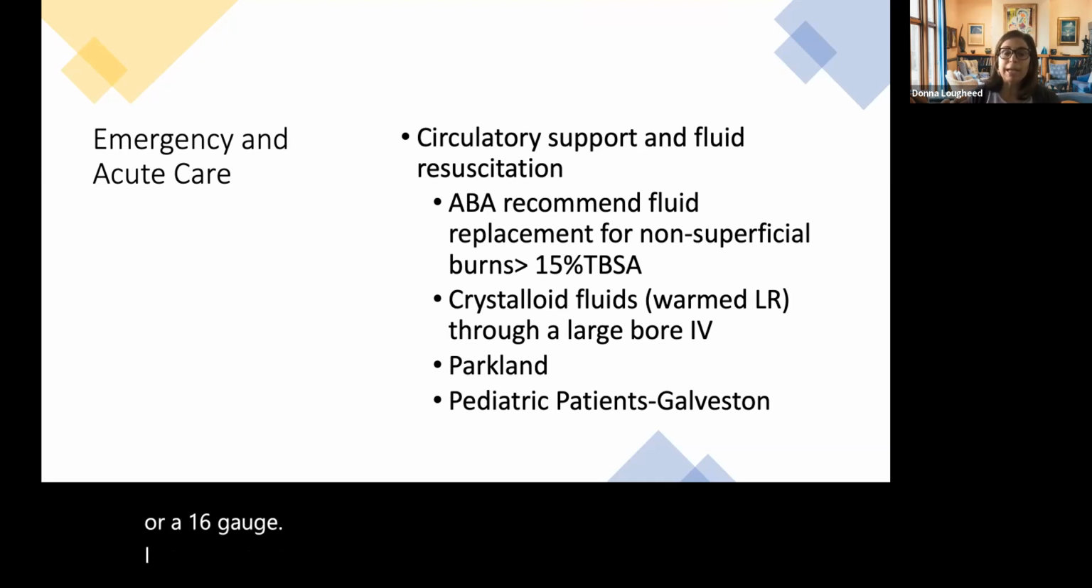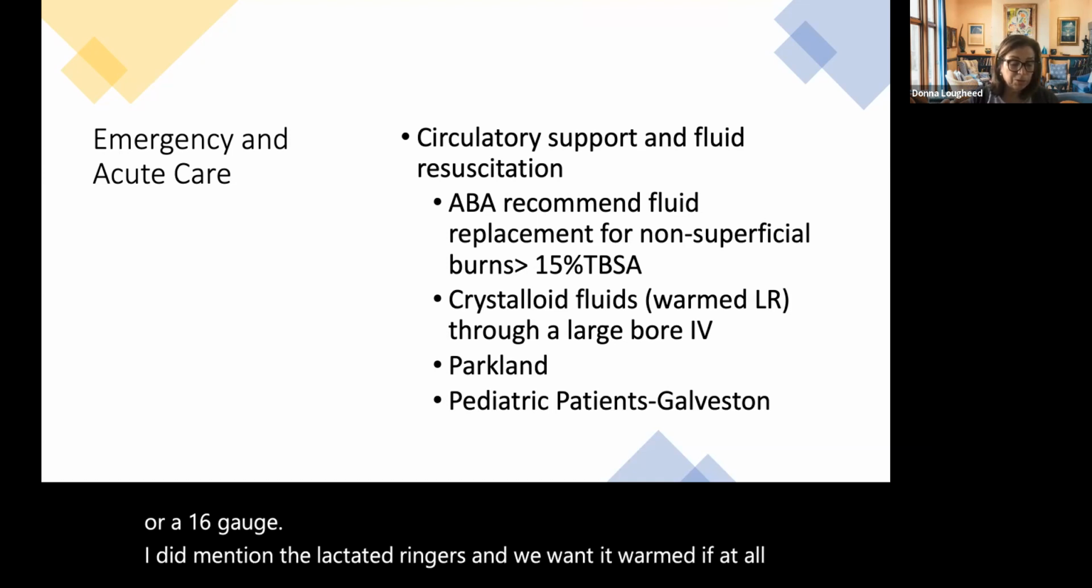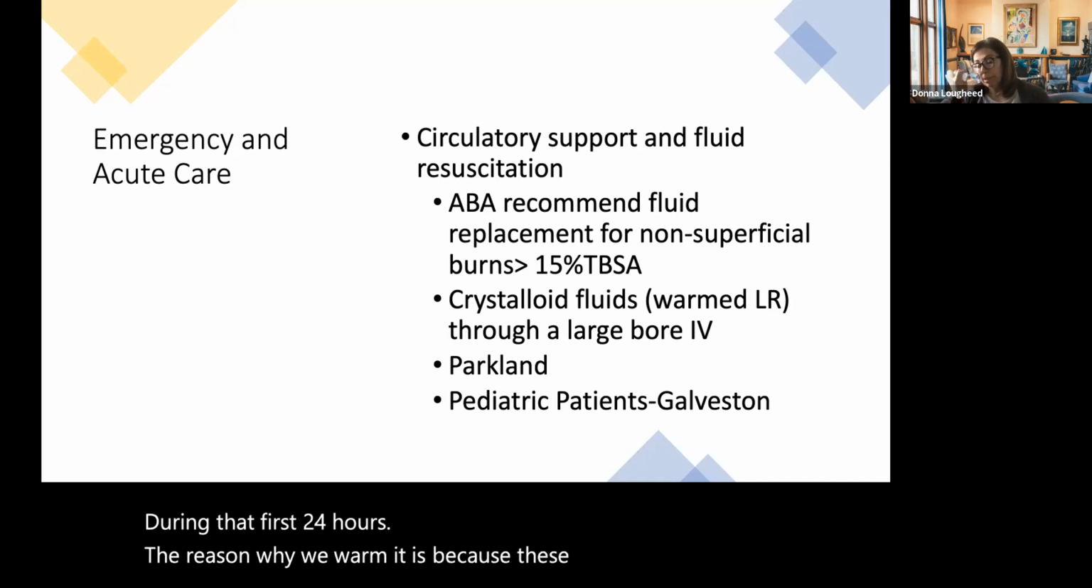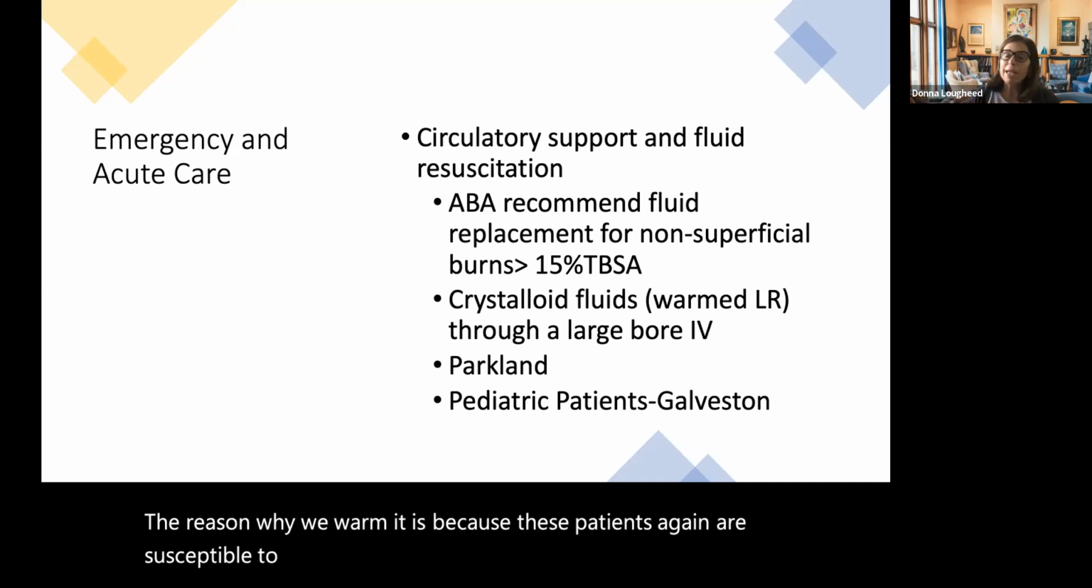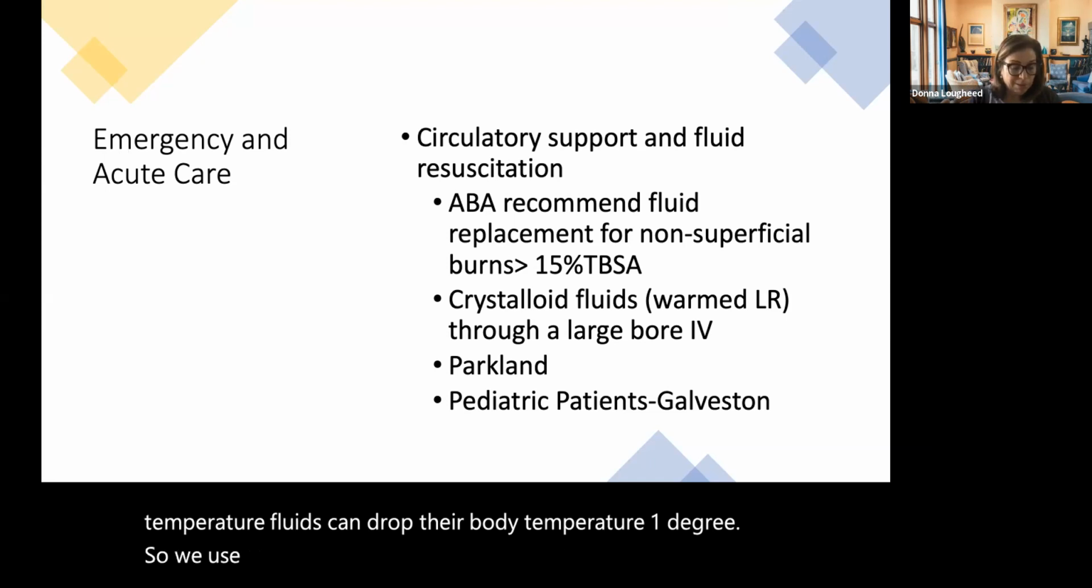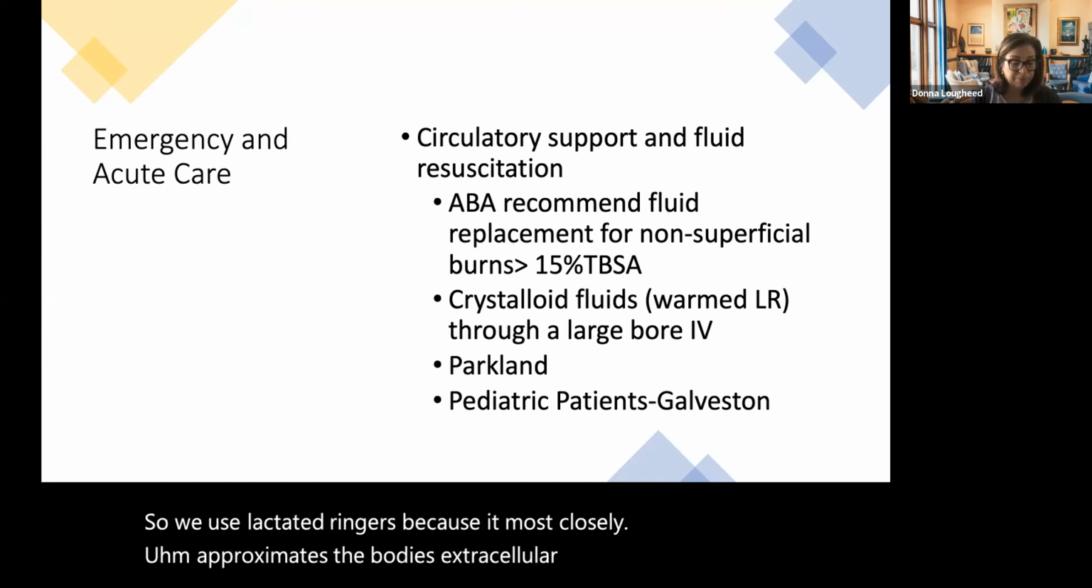I did mention the lactated ringers, and we want it warmed if at all possible during that first 24 hours. The reason why we warm it is because these patients, again, are susceptible to hypothermia, and just 1 liter of room temperature fluids can drop their body temperature 1 degree. So we use lactated ringers because it most closely approximates the body's extracellular fluid.